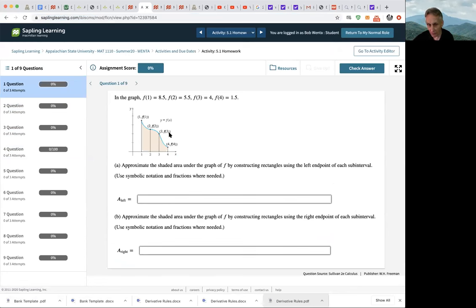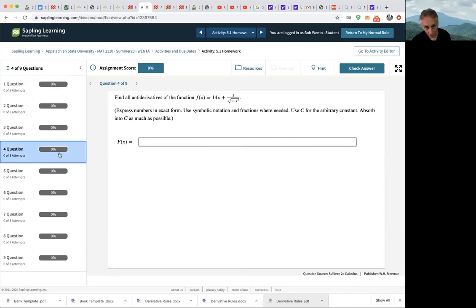It's asking for the leftmost area, the leftmost rectangle. If you drew a rectangle here, you watch my video and you'll have the answer to be able to answer the first question, okay? And if you don't, we'll talk about it tomorrow. Let's go to question 4 though.